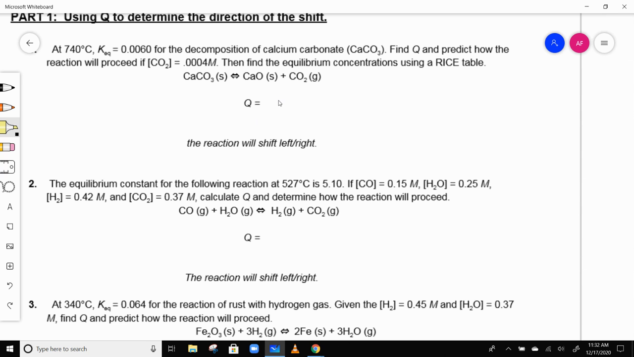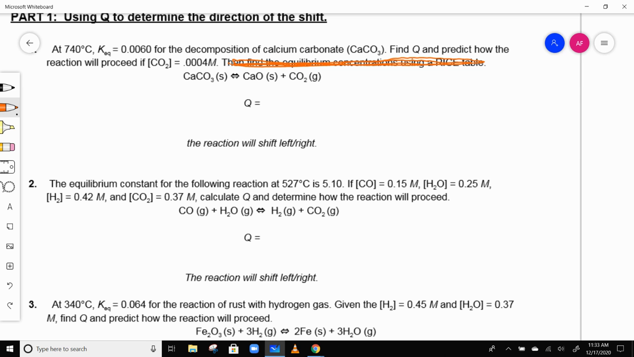Oh, and you can ignore this for the first one. I forgot to erase this part. It says then find the equilibrium concentrations for this first one. You can ignore that. I meant to cross that out for all of them. Don't worry about that one.